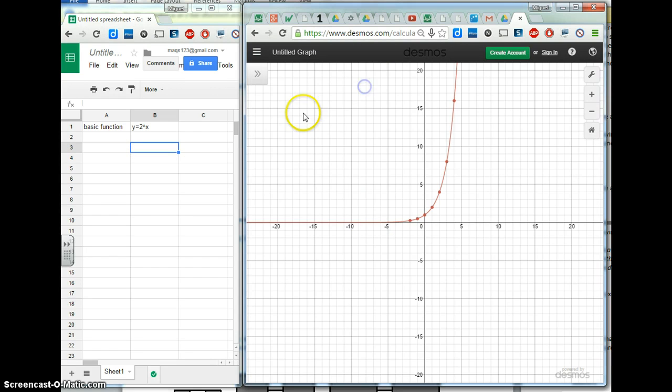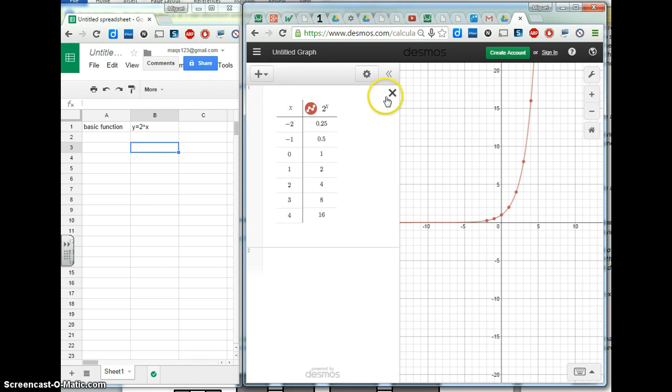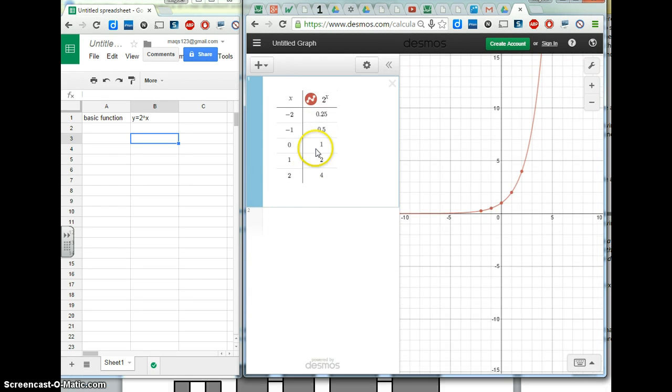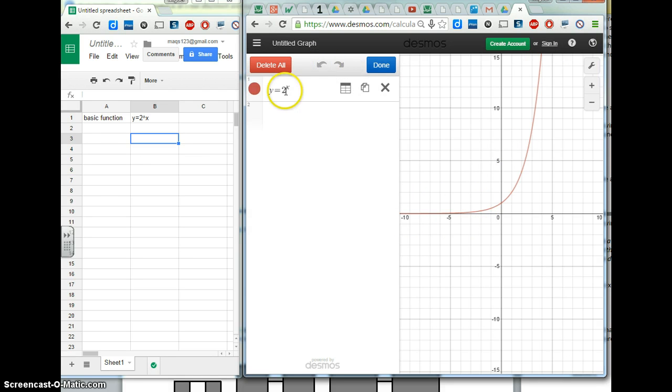And I want to explore on Desmos what happens. I've got to close this. How do you close this? Close that. Okay, I'll kind of play around with this. So this is the table view of the graph, and I can go here and press this, and that'll bring me back to the equation. So here is our basic graph.